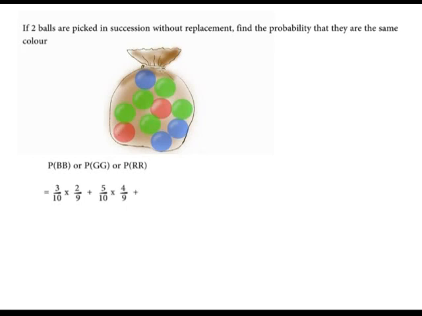Plus the probability of picking a red and a red. In the first picking, there are 2 red balls, and so the probability is 2/10. If you have picked a red ball in the first picking, then in the second picking, the number of red balls has reduced to 1, and also the total number of balls is 9, so times 1/9.